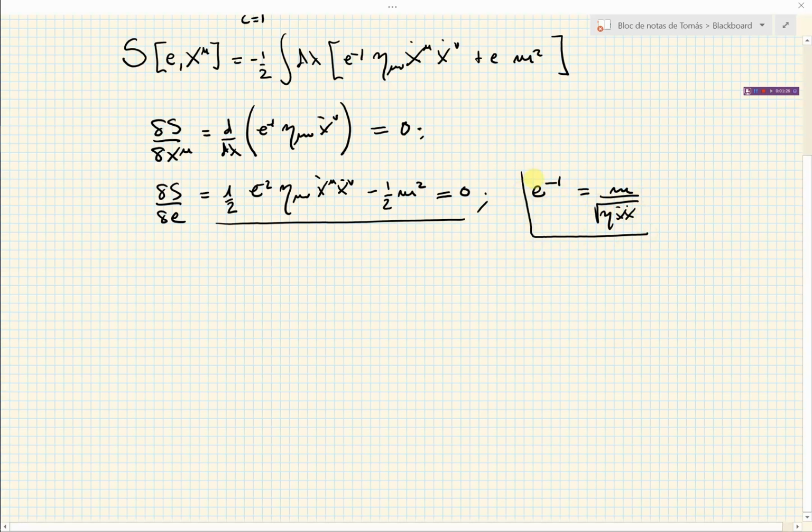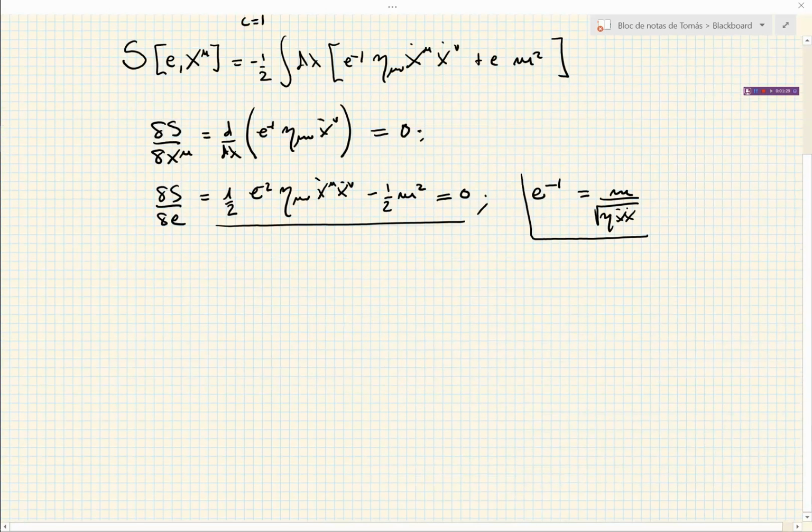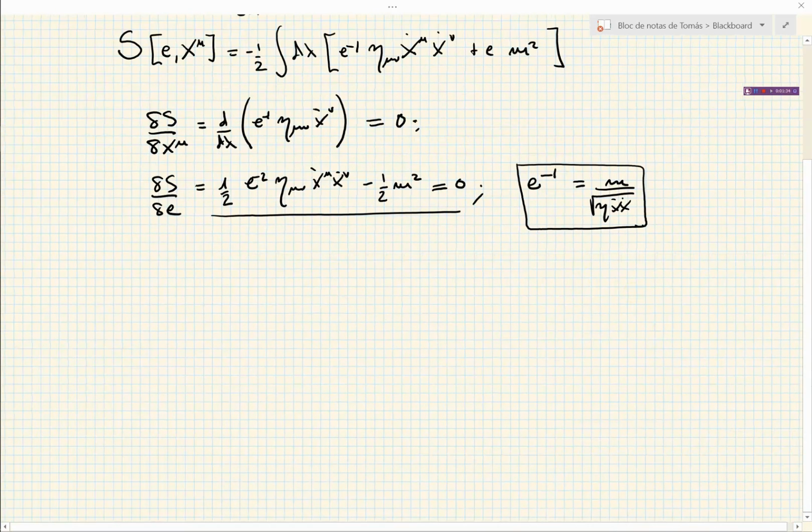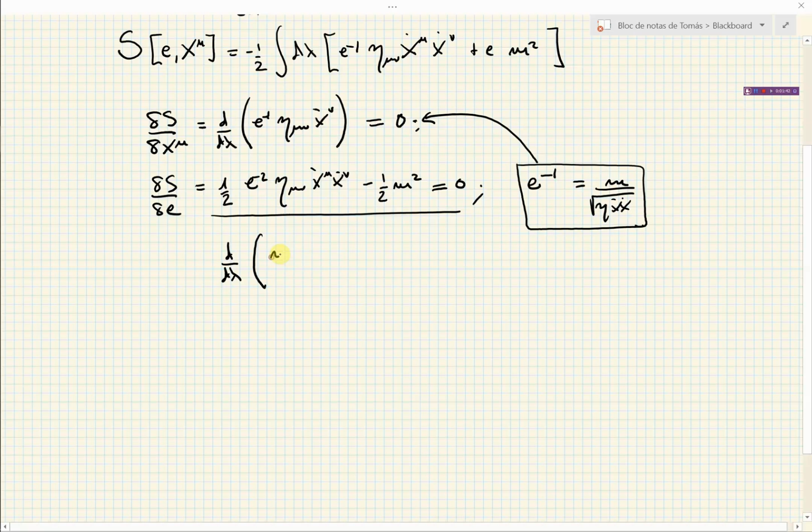So this is the solution, and now if you go back to this equation, what you get is that d/dλ of η_μν ẋ^ν divided by the square root of η ẋ ẋ is equal to 0. And this is the same equation that we obtained using the original action.